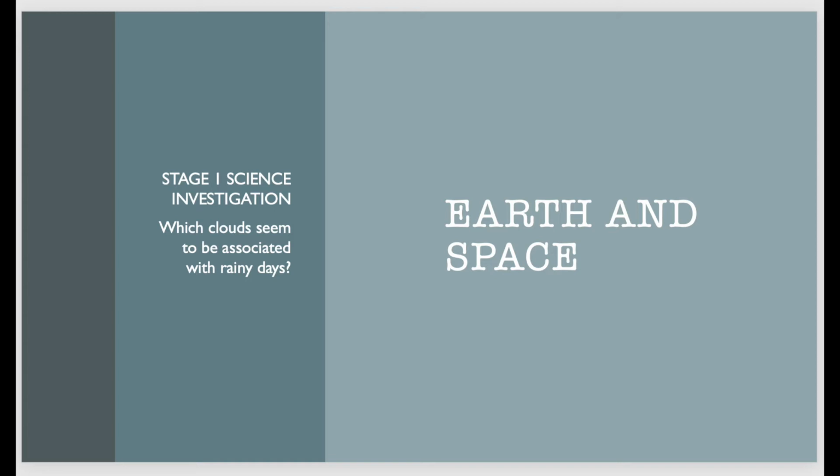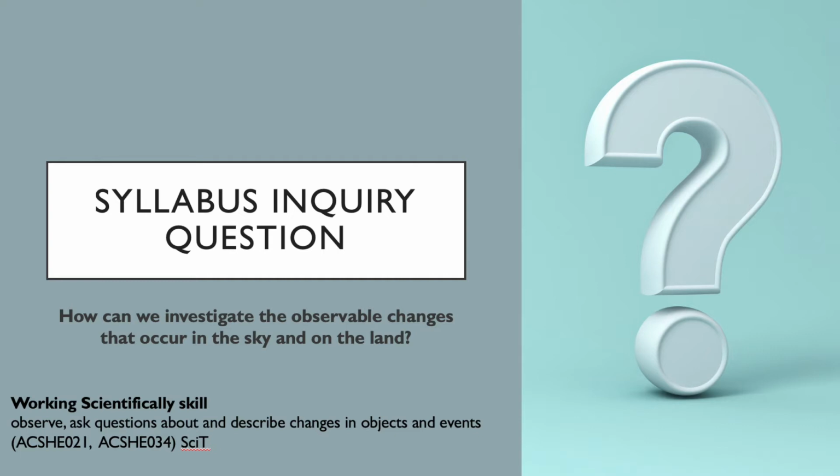Good morning, everyone. Today we're doing an Earth and space experiment. It's a stage 1 experiment, and our research question is, what clouds seem to be associated with rainy days? Based on the syllabus, our inquiry question is how can we investigate the observable changes that occur in the sky and on the land? Here we are exhibiting the working scientific skill of questioning and predicting, as students observe, ask questions about, and describe changes.